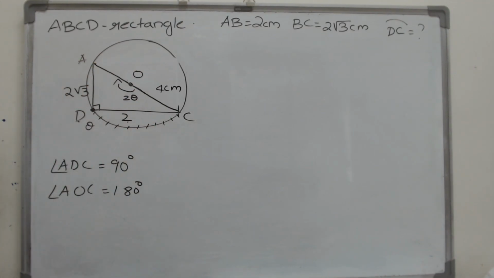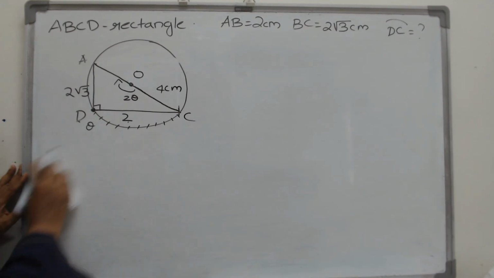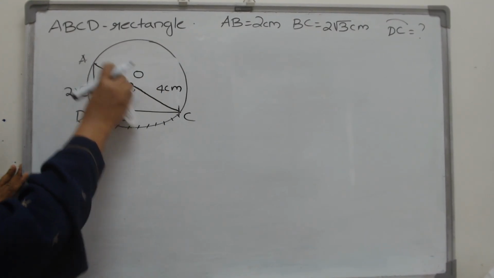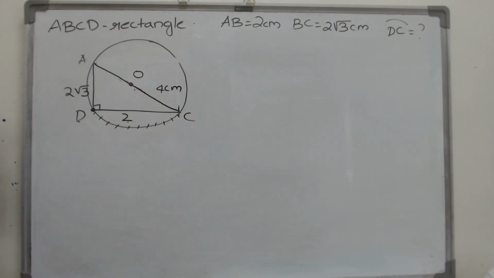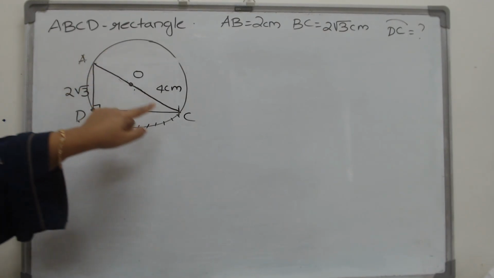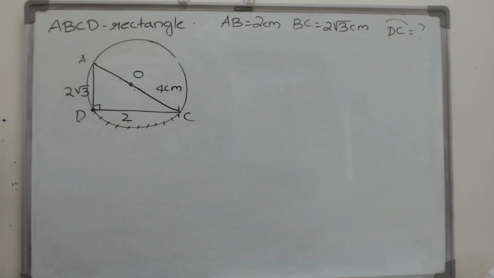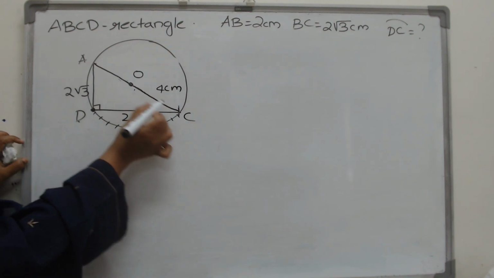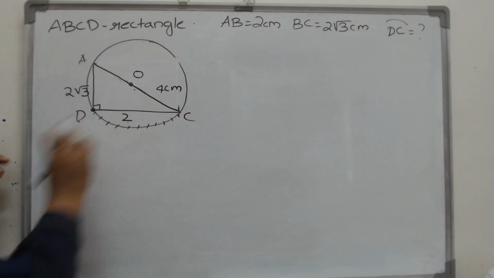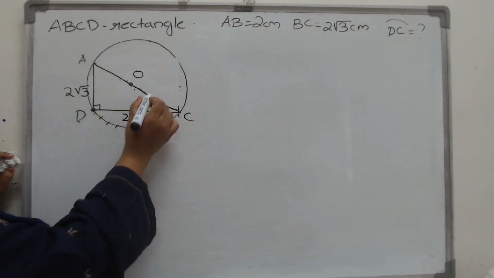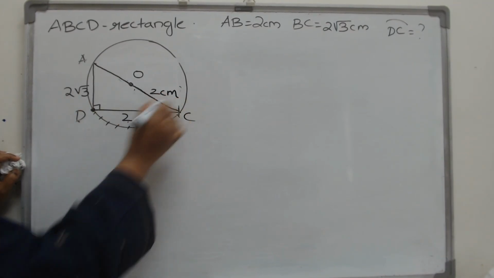What do we call such a chord? A chord that passes through the center, we call it a diameter. Remember, this is a general result. Whenever you have a right triangle inscribed inside a circle, its hypotenuse is going to be a diameter, which means OC is going to be the radius. Radius is half of the diameter, so you have 2 centimeters here.